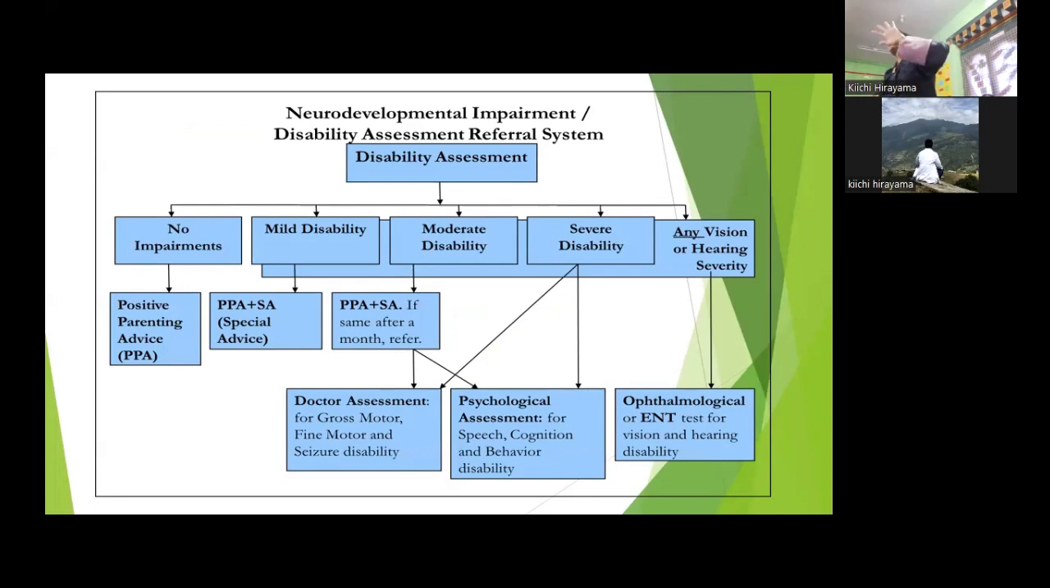If there's no impairment, or mild disability, or moderate disability, most probably the child will be advised with positive parenting advice, or recently, I think the most developed technique is C4CD. I think HAs are doing that. Then if severe disability is suspected, the child is further referred to respective doctors.